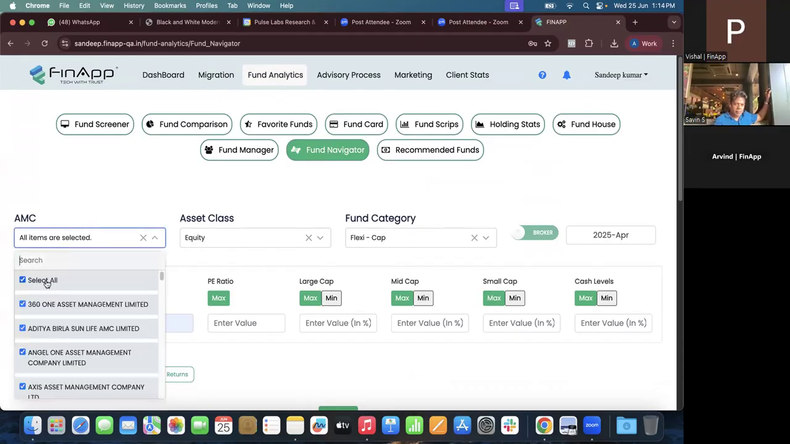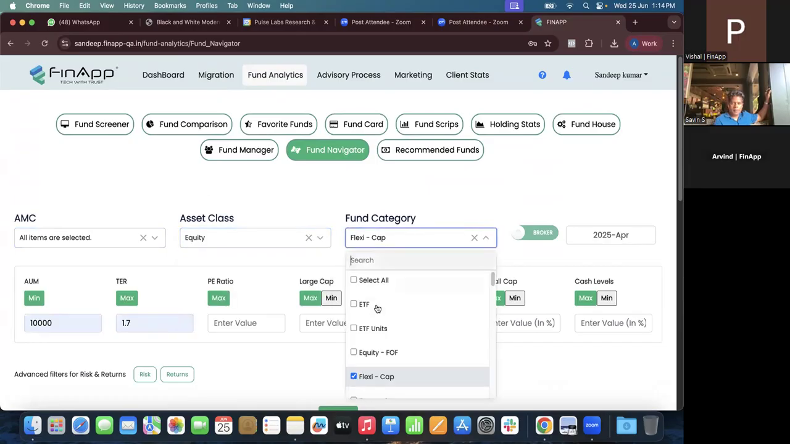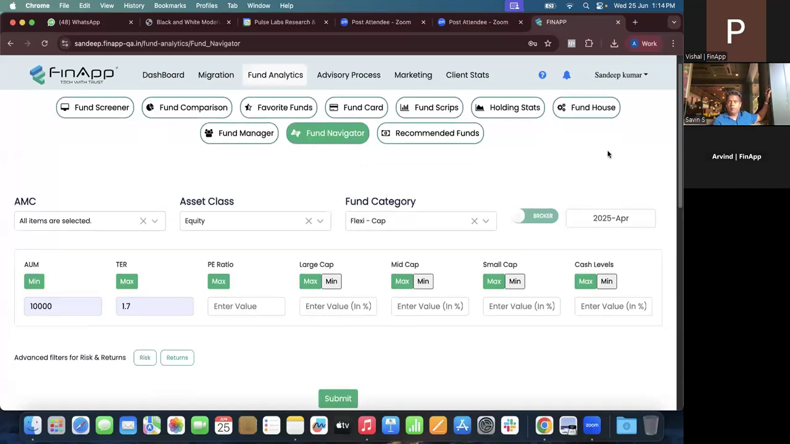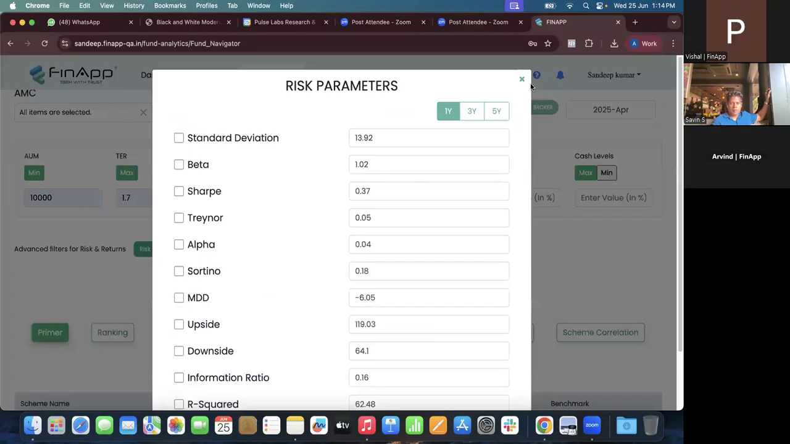In Fund Navigator, we choose the funds, asset class, fund category. That's it, sir. And I've chosen a period also. I'm right now choosing April because that is the data; May data is getting populated right now. So we put in our first filter, second filter, and you can have n number of filters based on your preferences.